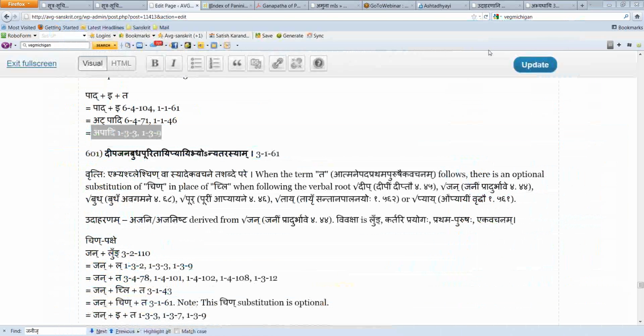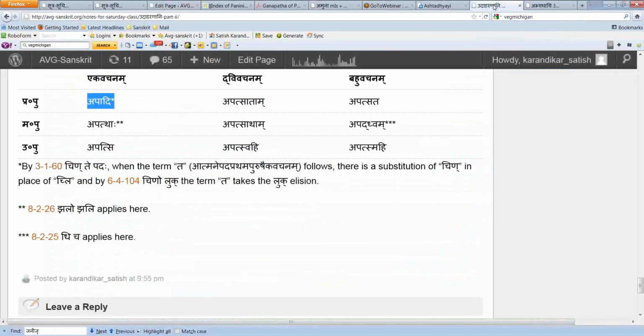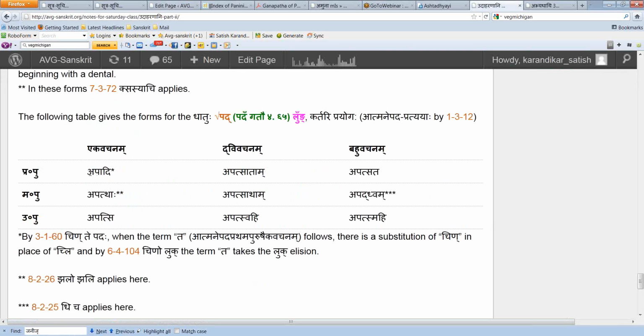Before going on to that, let us look at the declension table, I think we did this in the last class. Let me go ahead over here. Okay, so this chinte pada again one more time only comes when the ta pratyaya follows. Only in the prathama purusha ekavachanam you get apadi. When you go to dvivachanam or bahuvachanam, or in the madhyama purusha, uttama purusha, there will be no chin.